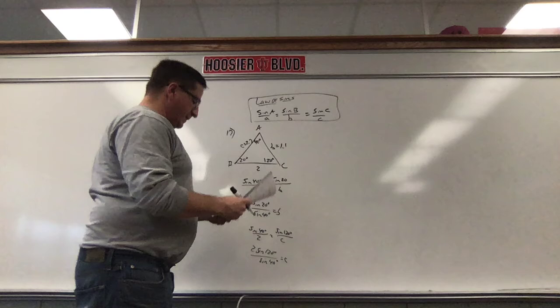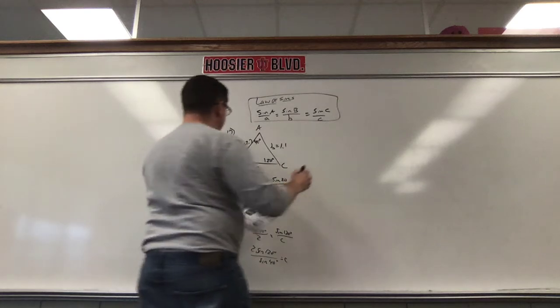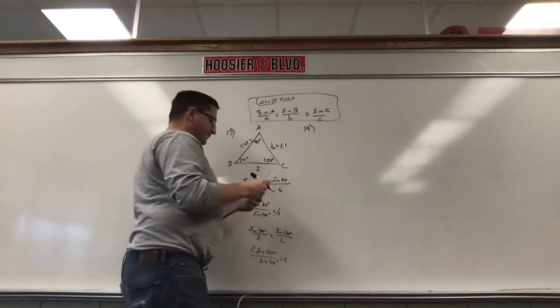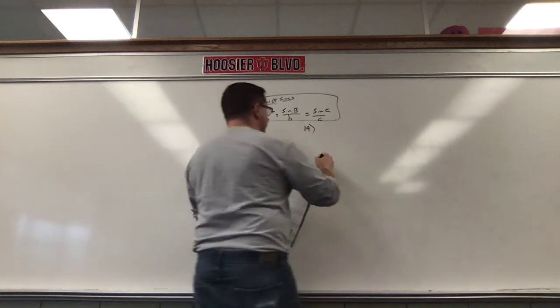Okay, getting closer to being done. 19, 21, 23, 3 more to go. Number 19. Again, we draw a picture.